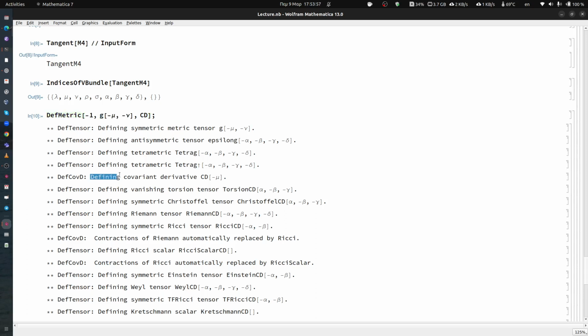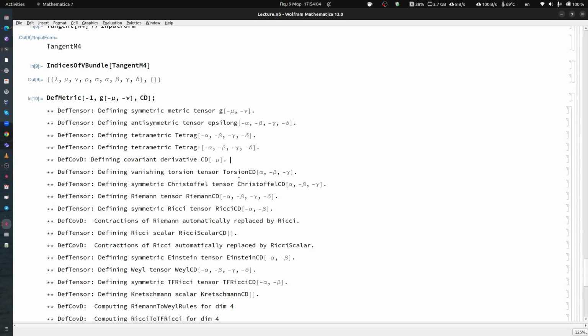Then the other line that is of interest at this point for us is this one here, and it informs us that a covariant derivative has been defined that has the name CD, and CD is the name that we have chosen in this slot of DefMetric. There is practically no restriction to the names that we put. We can just put cat or dog, and then the corresponding covariant derivative would have the name that we had chosen.